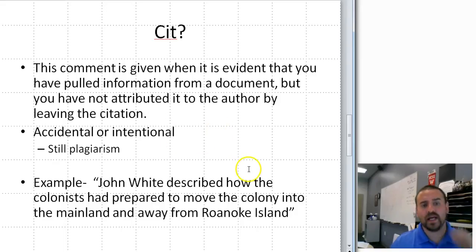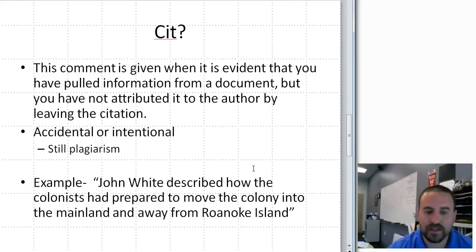So if you get a CIT question mark, that means you've just forgotten to include your citation. The comment is given with evidence that you pulled information from a document, but you have not attributed it. This is the exact same thing as plagiarism. Whether you've done it accidentally or intentionally left that out, it's still plagiarism. You've still taken information and you haven't attributed its source.